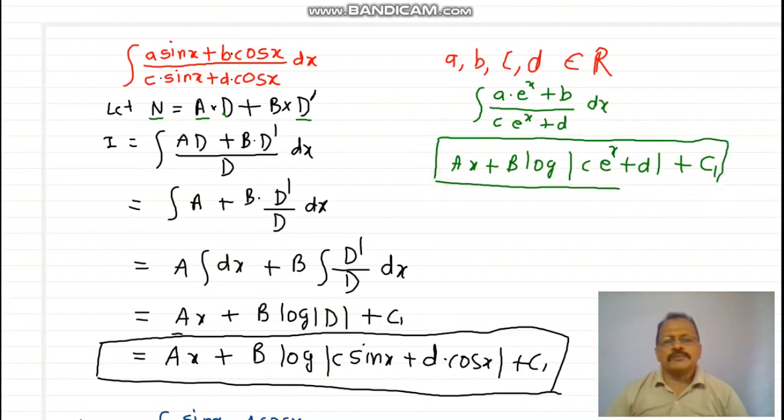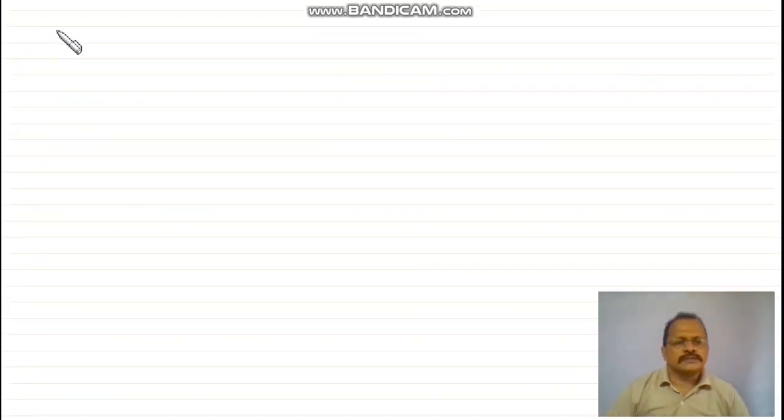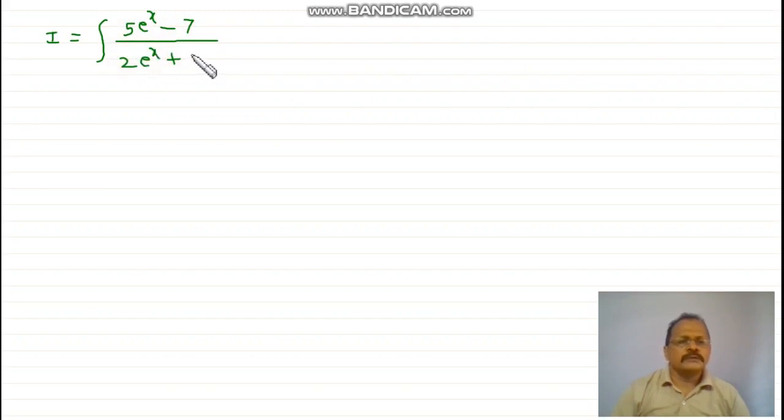Let us solve one problem of this type using this method. Let us take the problem. I equals the integral of (5 e raised to x minus 7) upon (2 e raised to x plus 7) dx.